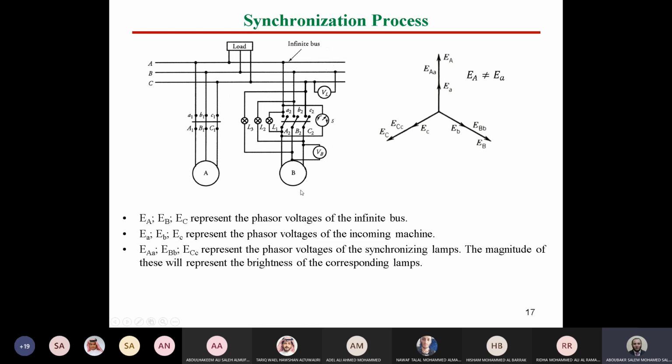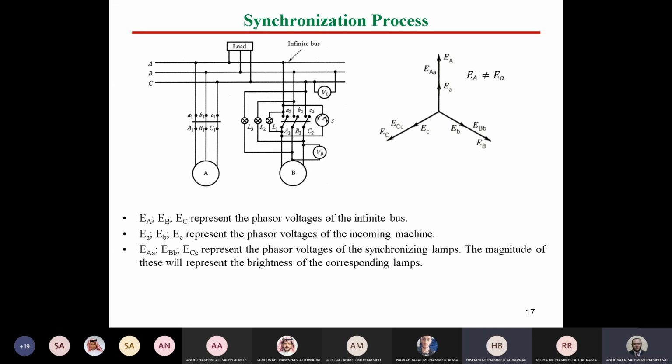Practically, there is a device called a synchroscope. This device makes the synchronization condition automatically. However, in our lab we will do it manually, using lamps and a switch like that. But how can we change the values? This is what we are going to describe in detail, inshallah, in the experiment.